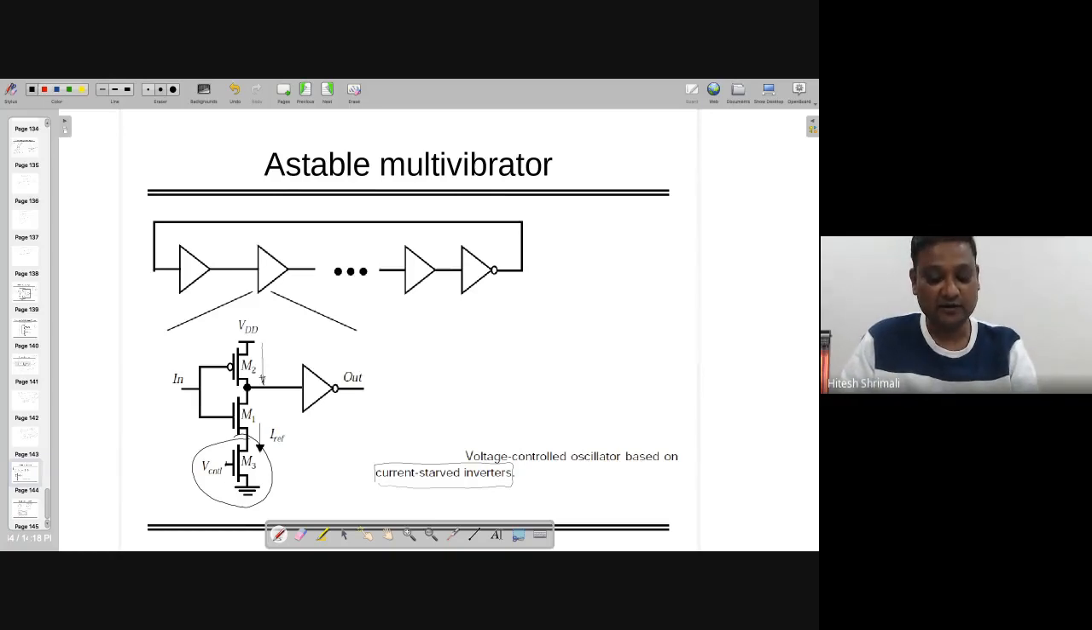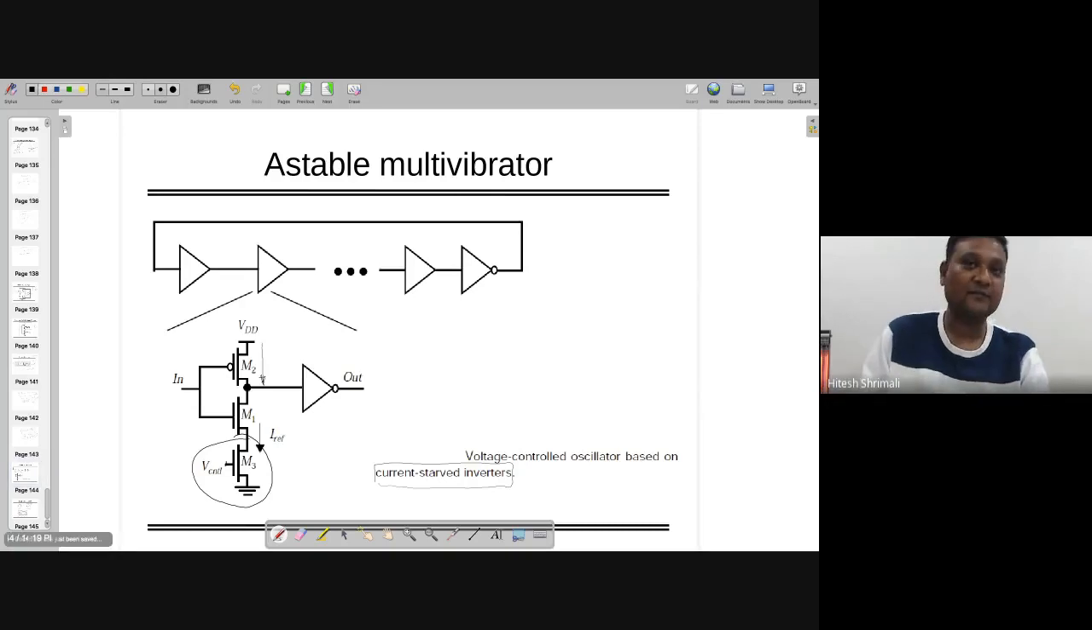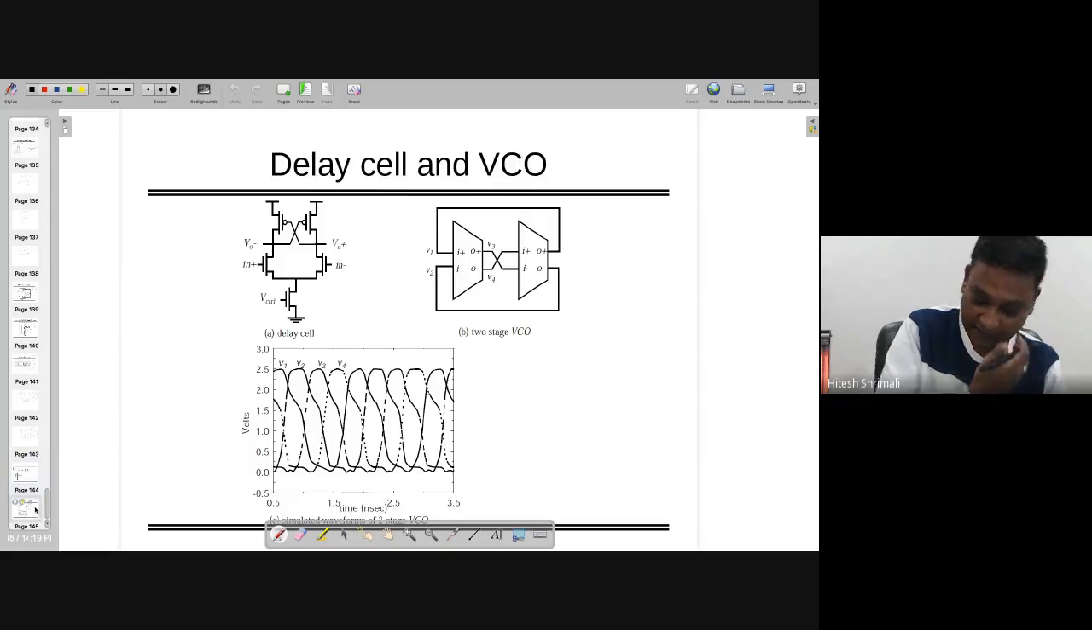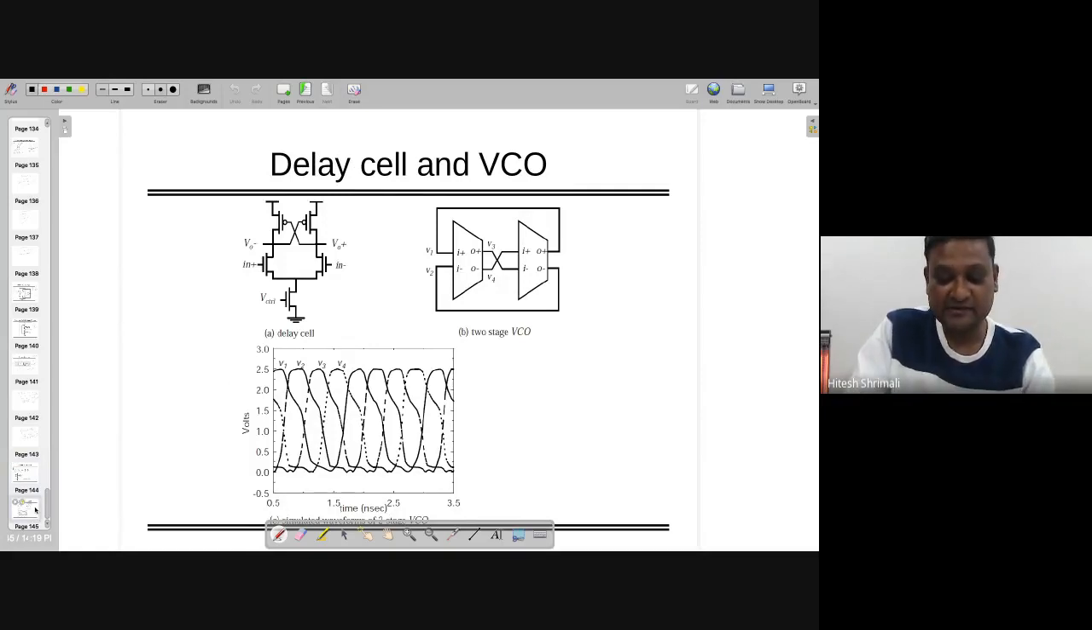And accordingly, that much bandwidth can be achieved over here, right? So that is another class. The third one is the delay cell and VCO. Instead of three stages of inverters, like we are making here, we are making a latch circuit, which is going to give you the delay also.